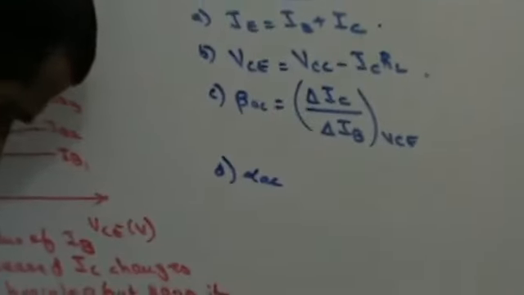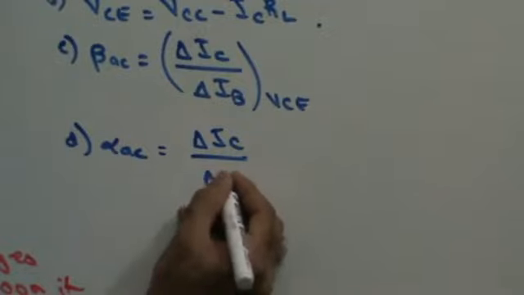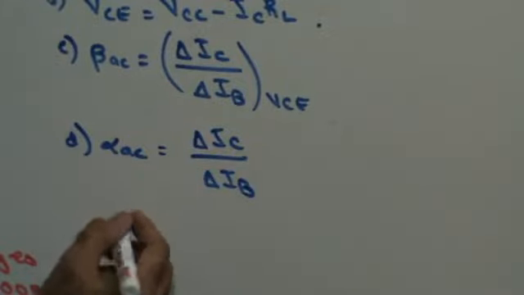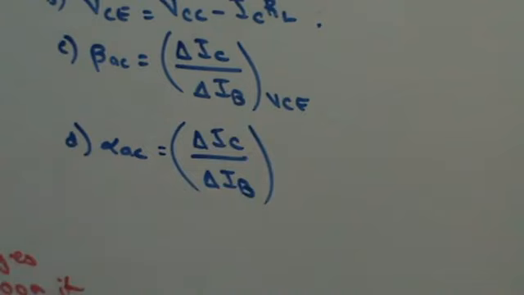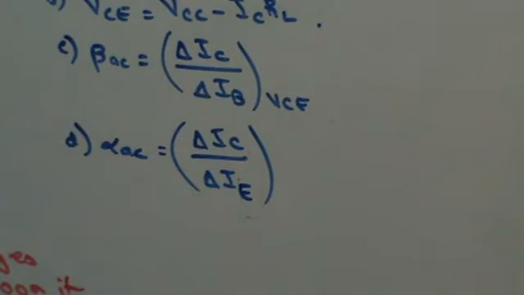I can also say that alpha AC is nothing but the change in the collector current to the change in the base current, right? Irrespective of the collector voltage, if you just measure the ratio of the collector current, sorry, not base, emitter. If you measure the ratio of the collector current to the emitter current, then that is called your current gain again, but here this is called alpha AC, right?